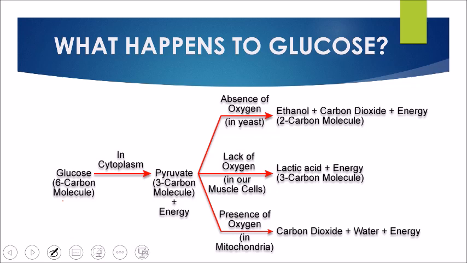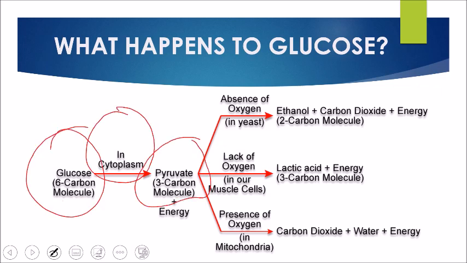Coming to what is lactic acid accumulation. Lactic acid accumulation is nothing but glucose in the cytoplasm breaking down into pyruvate. Again, in our muscle cells, it will produce lactic acid and again 2 ATP molecules. That is called lactic acid accumulation. Lactic acid accumulation, that is important, takes place in our muscle cells.